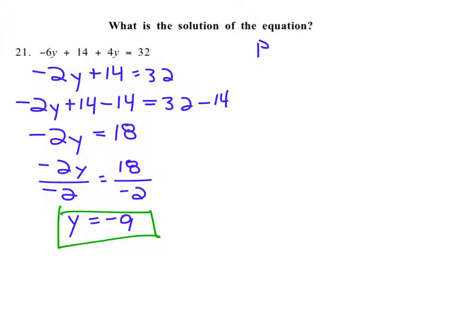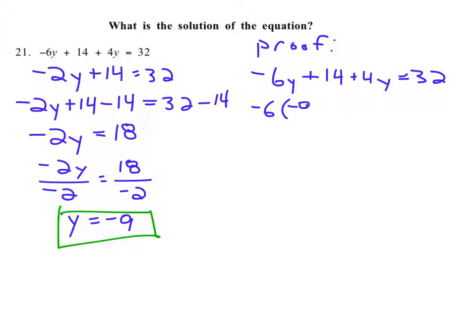Let's try it out. Let's try it out by doing a proof. My stylus is a little bit, I don't have my regular stylus here, and unfortunately it's making things a little bit, I'm not writing the best that I can, but you get what you get. Here you go. 14 plus 4y equals 32. We're going to sub in negative 9 every time that we see y.